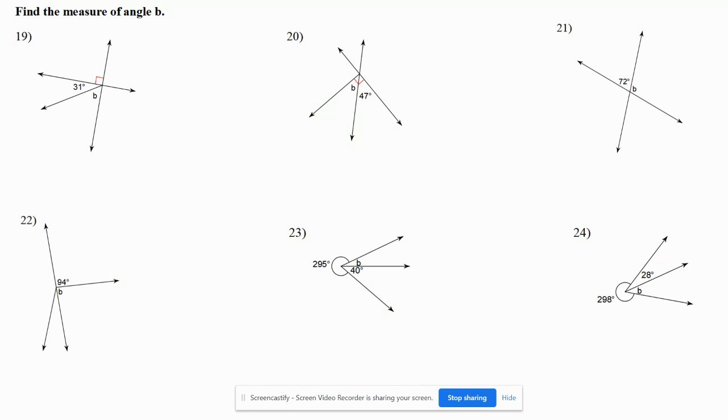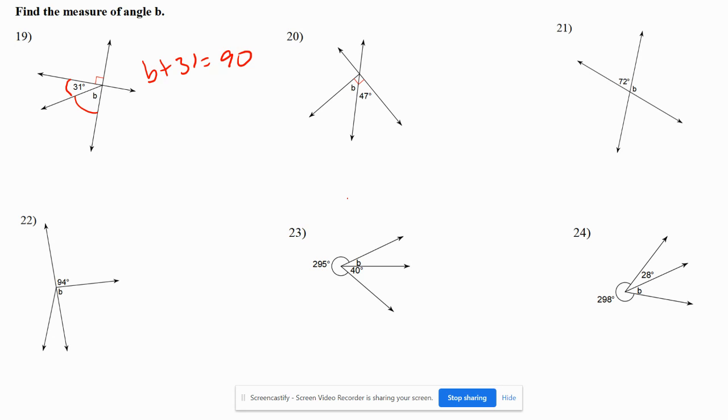Now, looking at the measurement of angle B, for example, number 19, complementary angles. I'm going to call them complementary because these are two angles that add up to 90. I see that here it is 31, and here's angle B. I'm just going to say that B plus 31 is equal to 90.